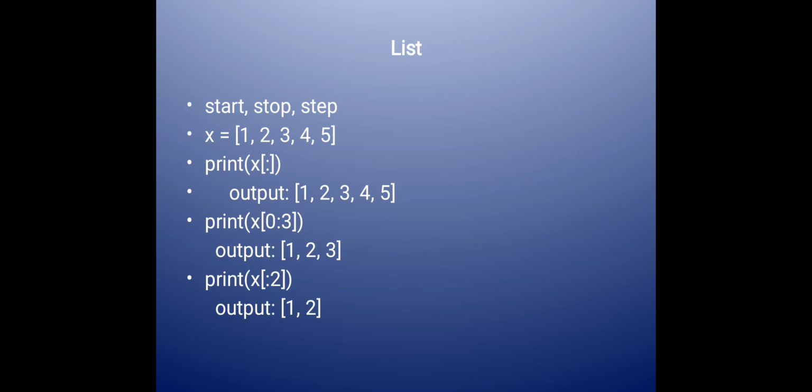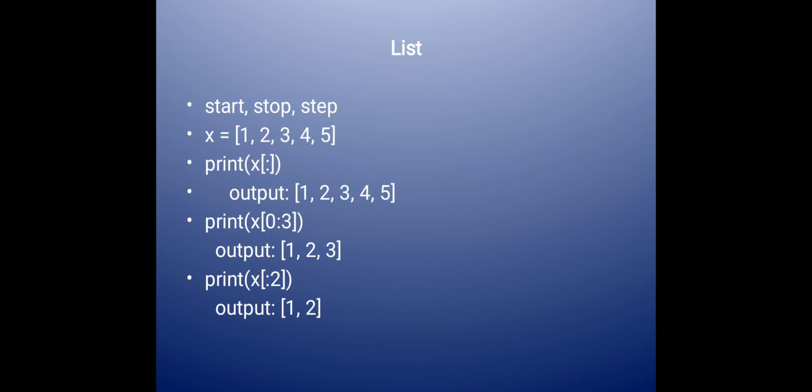Then print x of 0 colon 3. So here the value of start is 0 and the value of stop is 3. So it will start from the 0th index. The 0th element is 1 and it will exclude the third index because that is the stop index value 3. So it will consider up to 2, that means the second index, and the output will be 1, 2, 3. Okay.